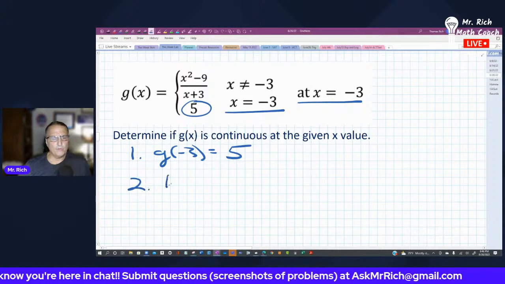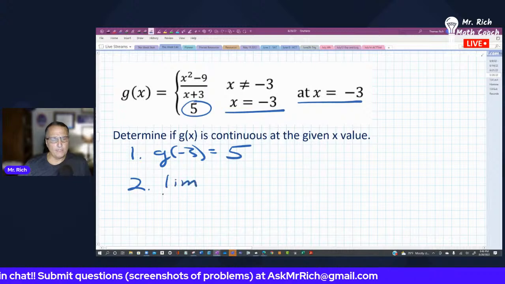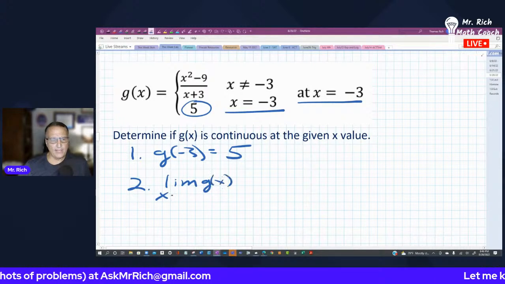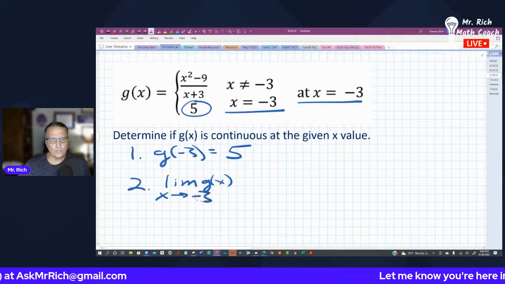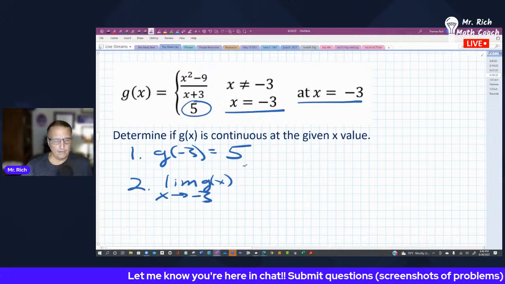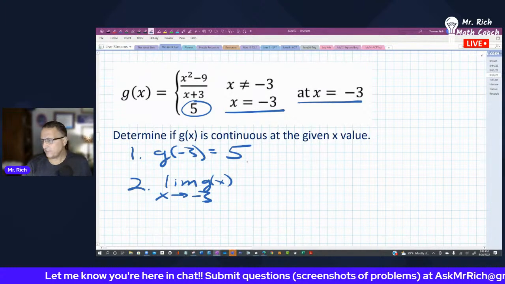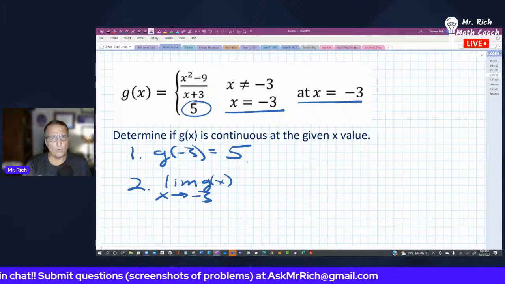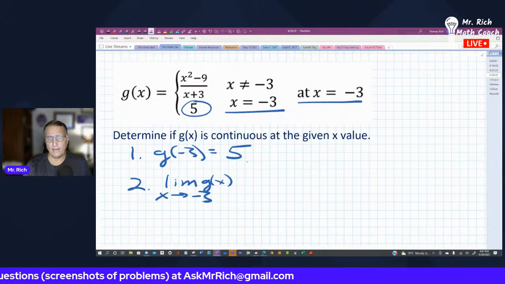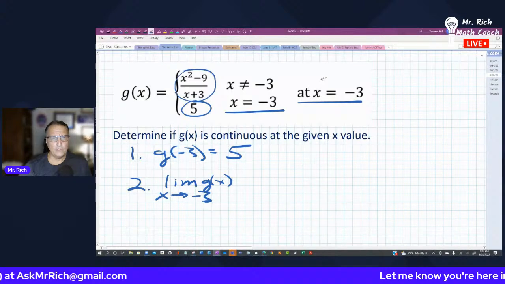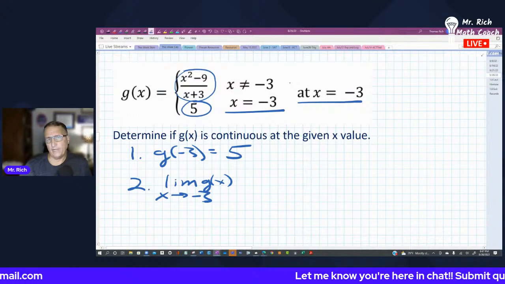Okay, now, what about number two? Number two, we want to see what the limit is of my g of x function as x approaches -3. Now, that means I would not be using 5, because a limit, as we have said over the last few weeks, is really only telling us what's happening to the left or the right of that x value. And so I would have to be using this function just to the left or right of -3.